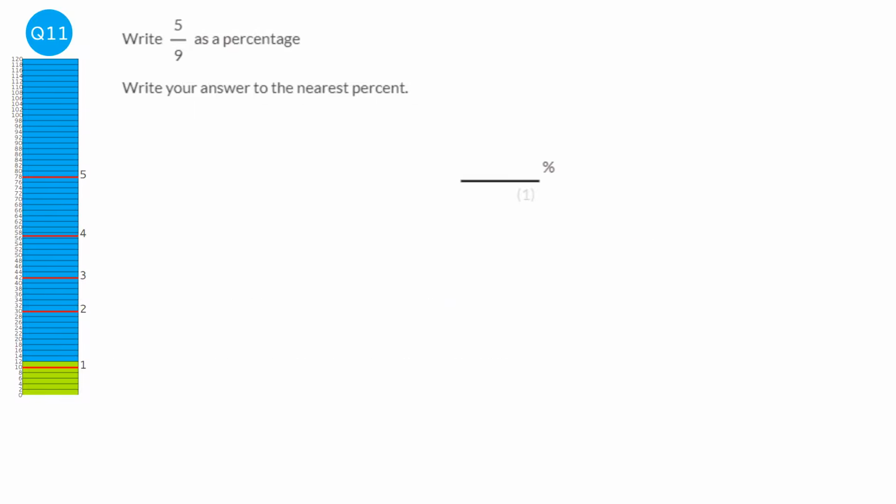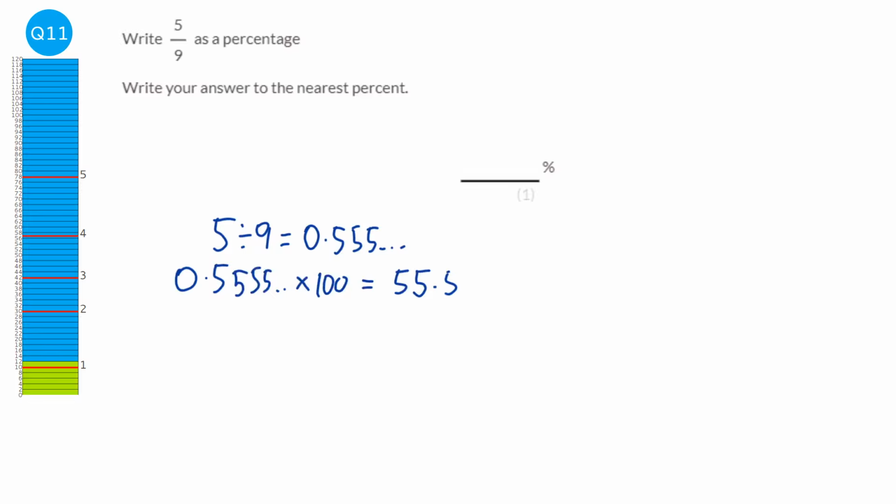So we're going to start by writing 5 over 9 as a decimal, and to do that we just need to do 5 divided by 9, which will be 0.5 recurring. And to convert between a decimal and a percentage, we just times by 100. So we're going to get that 0.5 recurring, and we're going to times it by 100, and that will equal 55.555 recurring. And to the nearest percent, that's going to be 56, because that 5 will move that 5 up by 1.